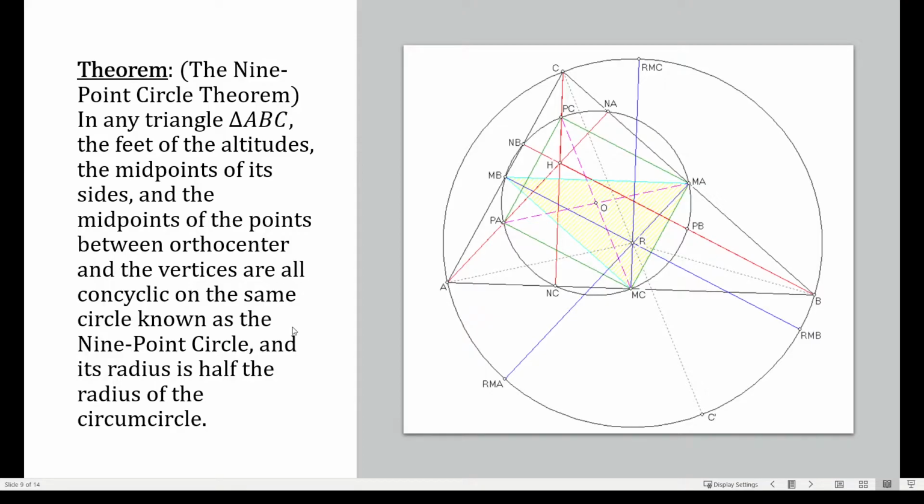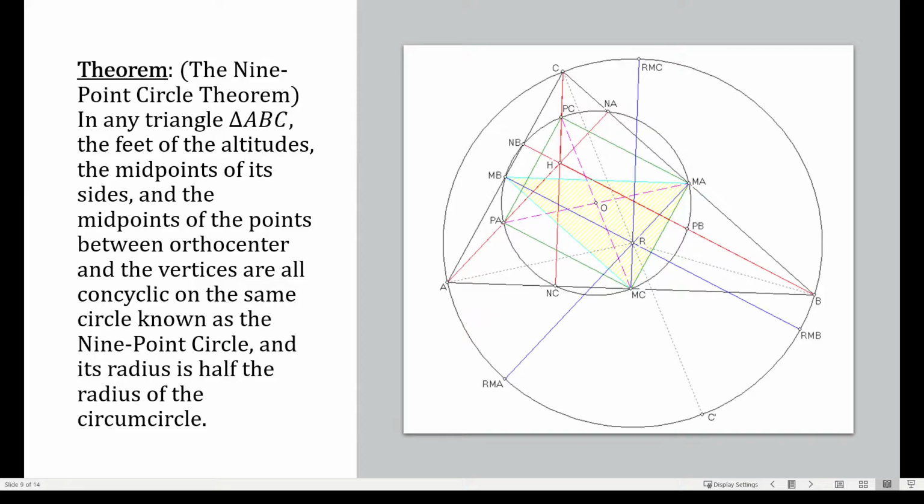The 9-point circle theorem states that in any triangle ABC, the feet of the altitudes, the midpoints of its sides, and the midpoints of the segments between the orthocenter and the vertices are all concyclic on the same circle known as the 9-point circle, and its radius is half the radius of the circumcircle.